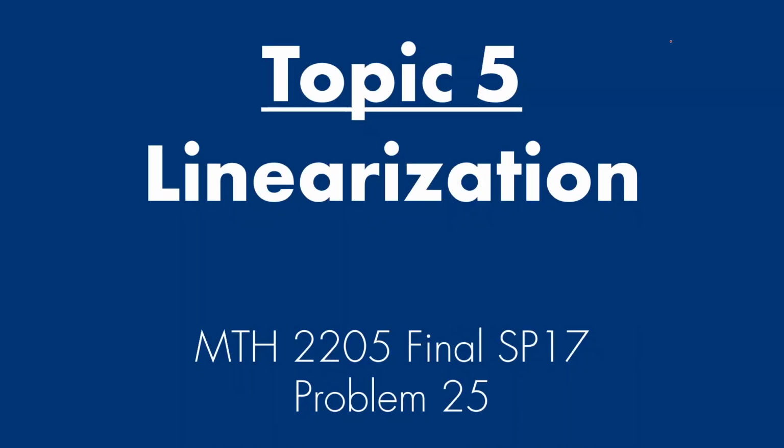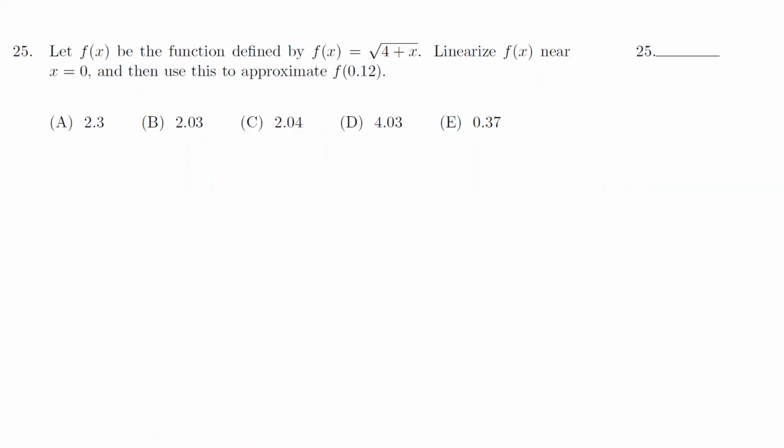Topic 5, linearization. After this one, we're going to be half done. So looking at problem 25 from the final SP17. A couple of steps here. So we need to linearize f of x near the point x equals 0, and then find f of point 12. Pretty difficult problem, but there are 4 important steps.